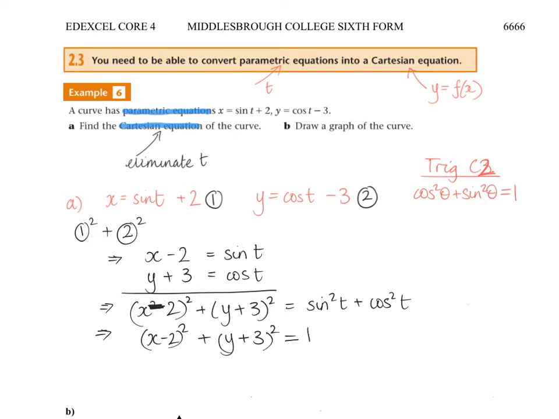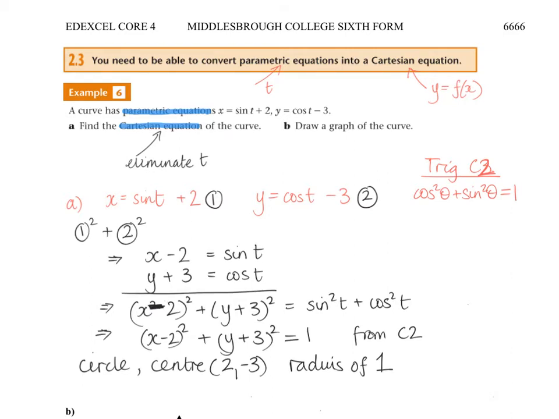Now you should recognise that from C2. We have a circle, and it's a centre of 2, minus 3 and a radius of 1. So that's part A. Can we now do part B?